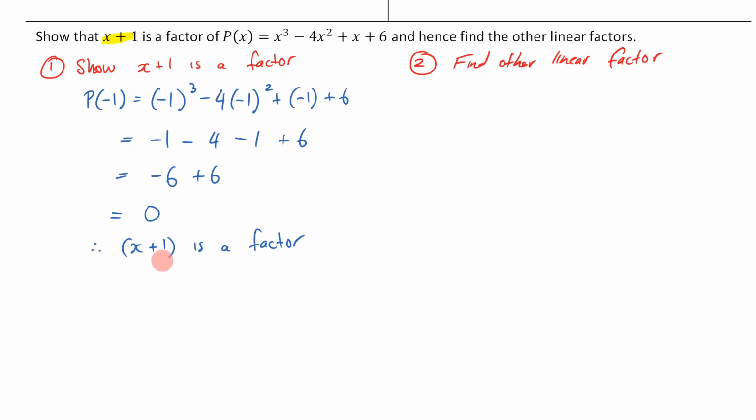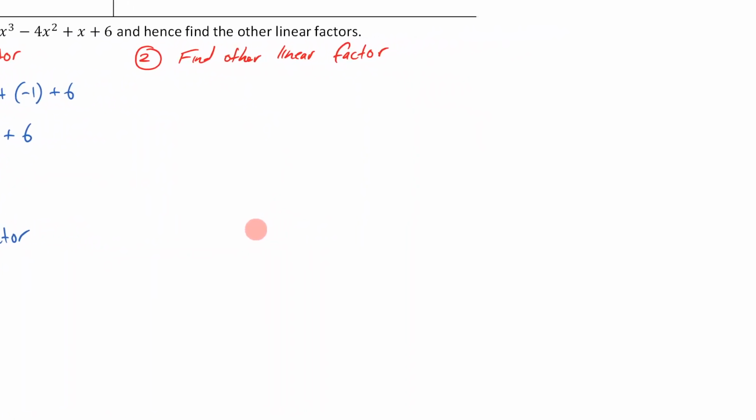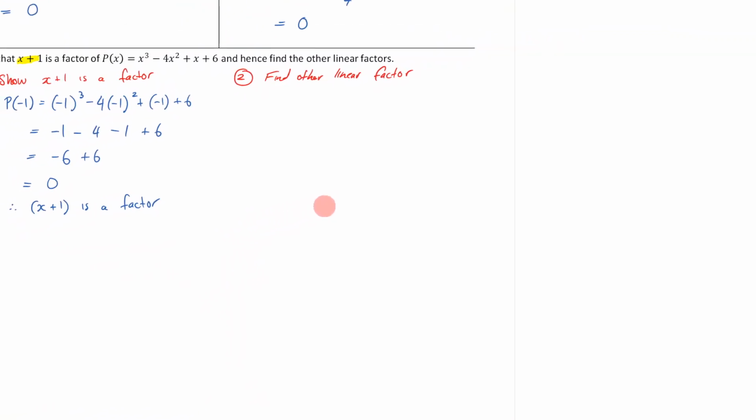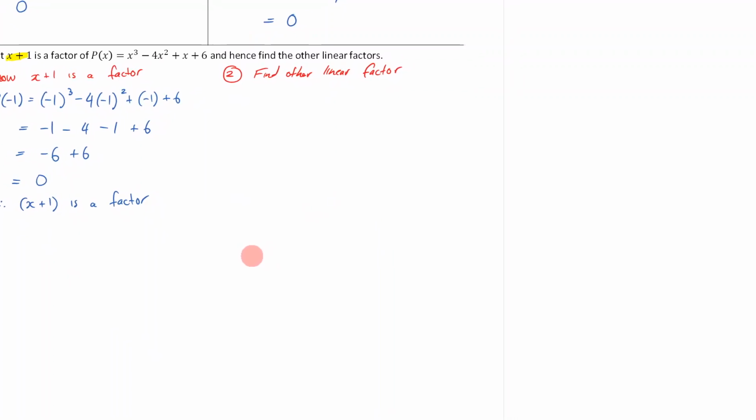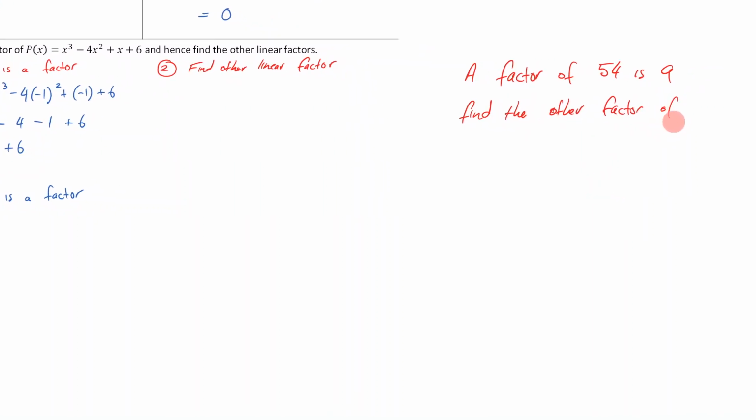Now, let's just leave this for a moment, and let's just come over here. You don't have to write this down, but I just want you to think for a moment. Let's say I gave you the following. Let's say a factor of 54 is 9. And then I said find the other factor of 54.